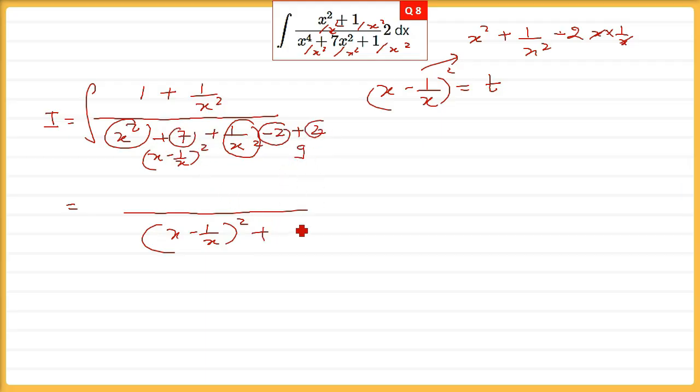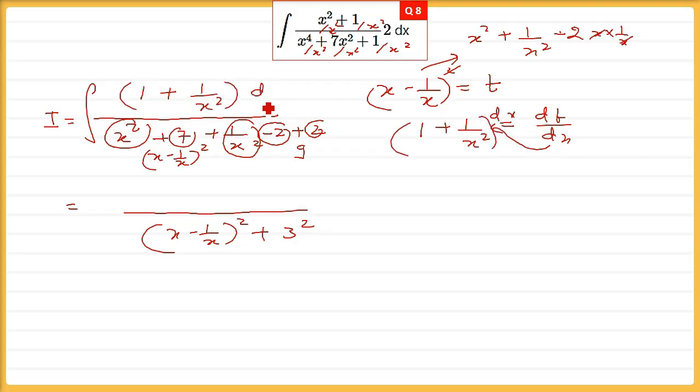And since we always have a square, we can apply the formula. Now talking about the numerator, 1 plus 1 by x square is the differentiation we get. So dt by dx will be 1 plus 1 by x square. That means dt will be equal to 1 plus 1 by x square into dx. So I'm writing 1 plus 1 by x square here. And now we are ready for the replacements.